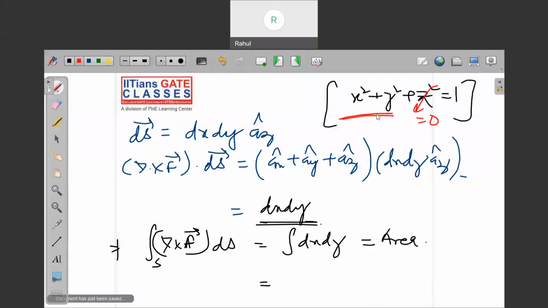So what is the region? It is a circle, and the area of a circle is pi r square, right? What is r here? r is 1. So you can say this is pi. So the answer for this question is pi, right? It is a very easy question, as I showed.